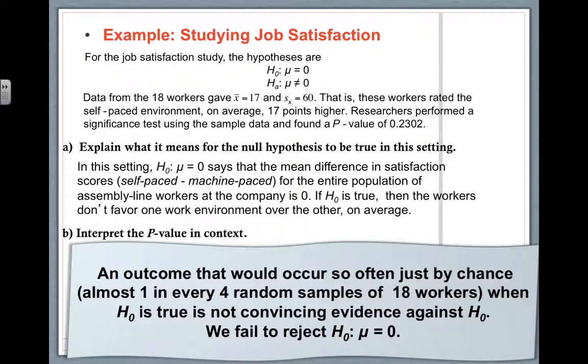So an outcome that would occur so often just by chance when the null hypothesis is true is not convincing evidence against the null hypothesis. So we would fail to reject the null hypothesis. Okay, our evidence is not good enough to prove that our null hypothesis might not be true.